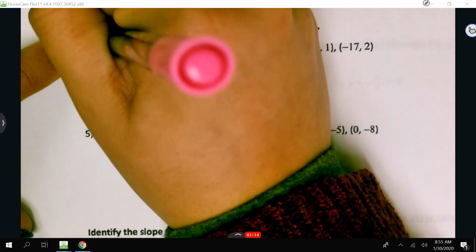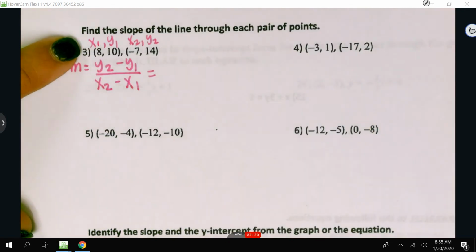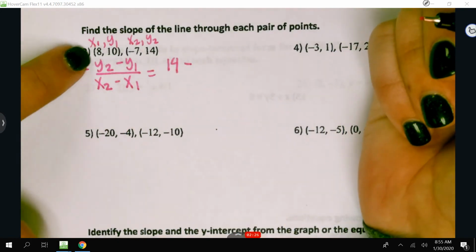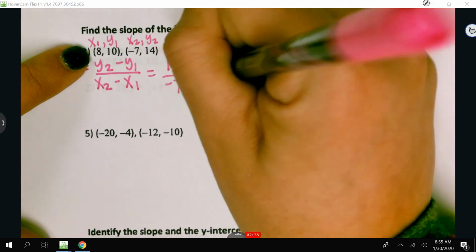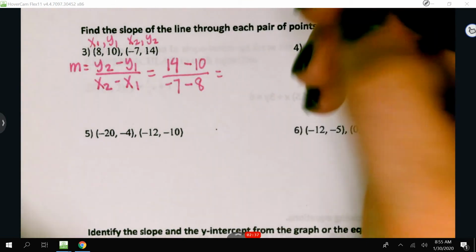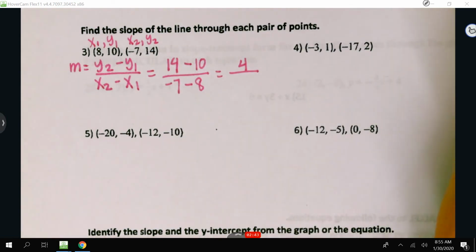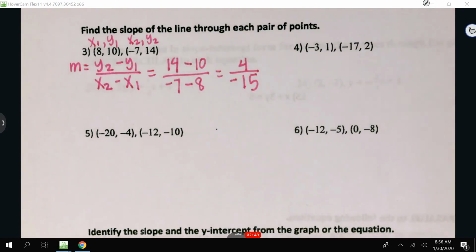Okay. This first point, that is your X1, Y1. Your second point is your X2, Y2. So then you just plug those in. So Y2 is 14 minus Y1, which is 10, over X2, which is negative 7, minus X1, which is 8. So 14 minus 10 is what? 4. And what's negative 7 minus 8? Negative 15. So that slope is 4 over negative 15, or negative 4/15. Okay? You can't simplify that, so that's it.